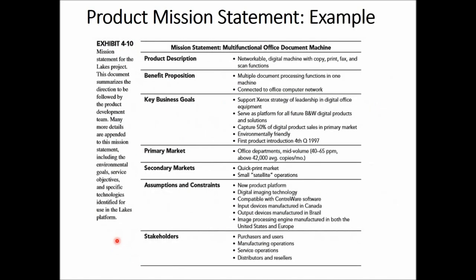For example, this is one example. This is Exhibit 4.10 in the book. So the product description: you describe the product in a very brief and concise manner, and the benefit proposition, what are the expected benefits? Like that, you write down a project statement. One of the tasks that I expect you to do in the next couple of weeks is to come up with a mission statement for the product that you are trying to develop.